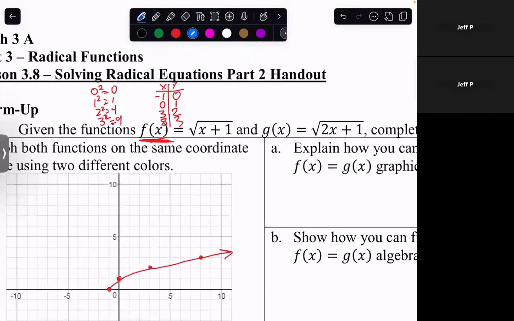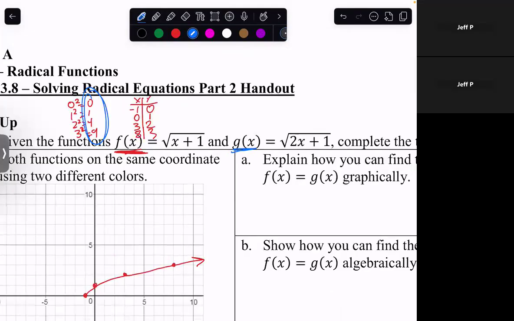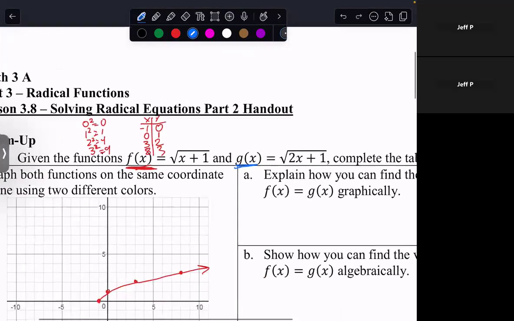Okay, and then we'll also graph g of x, which is 2x plus 1. So we're still trying to end up at the same perfect squares, but these numbers are a little trickier, so I might need to write them out. I set the radicand equal to the first perfect square of 0. To solve for x, I would first subtract 1 from both sides, and then divide both sides by 2.